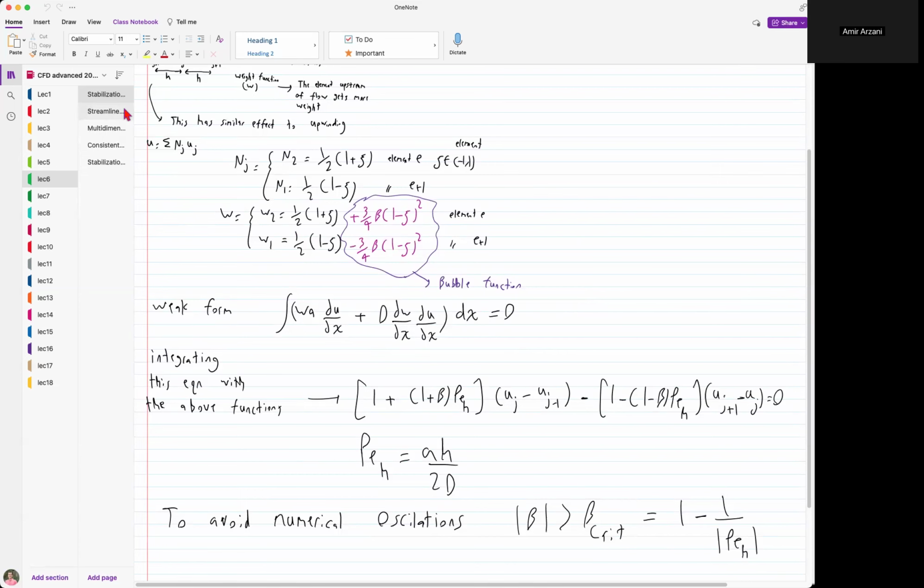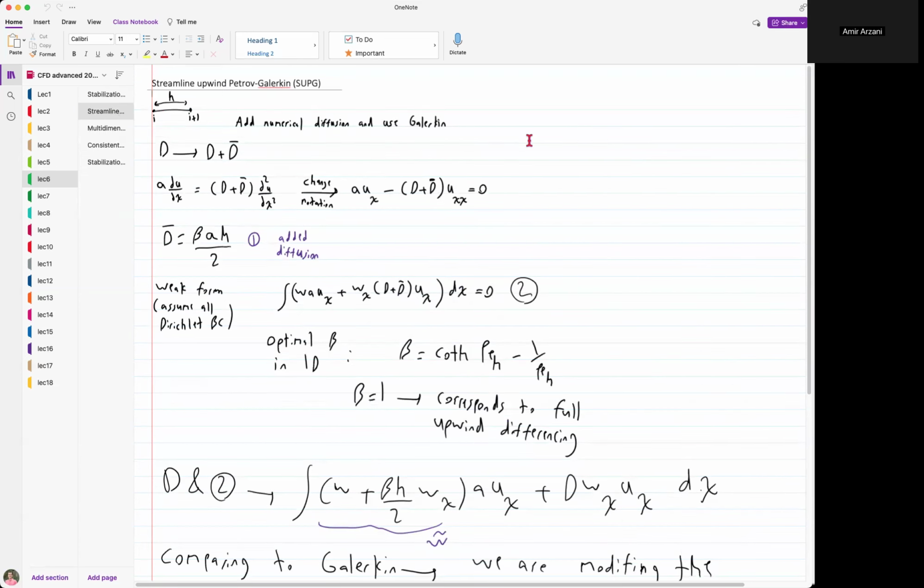Okay, great. Now let's start doing this a little more rigorously from the beginning. What we're going to do now is revisit the 1D advection diffusion equation, and we're going to slowly work our way up towards the SUPG method.